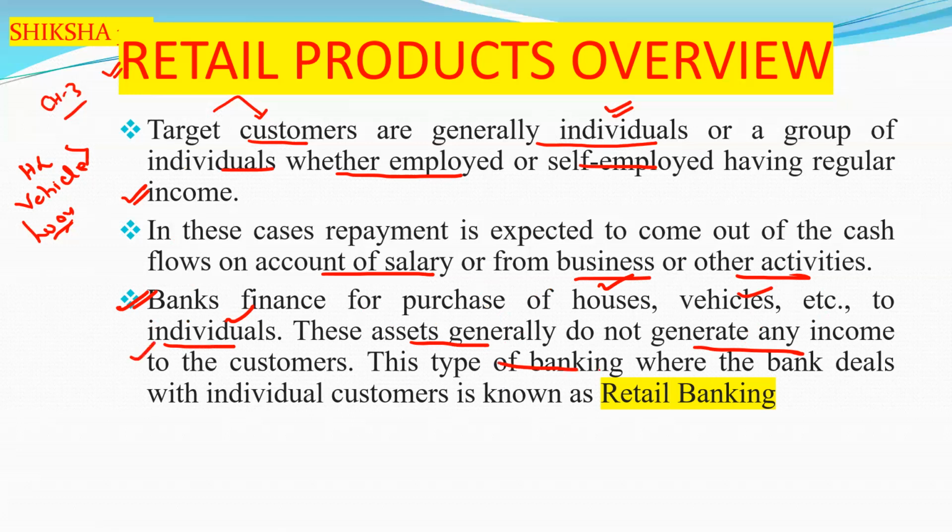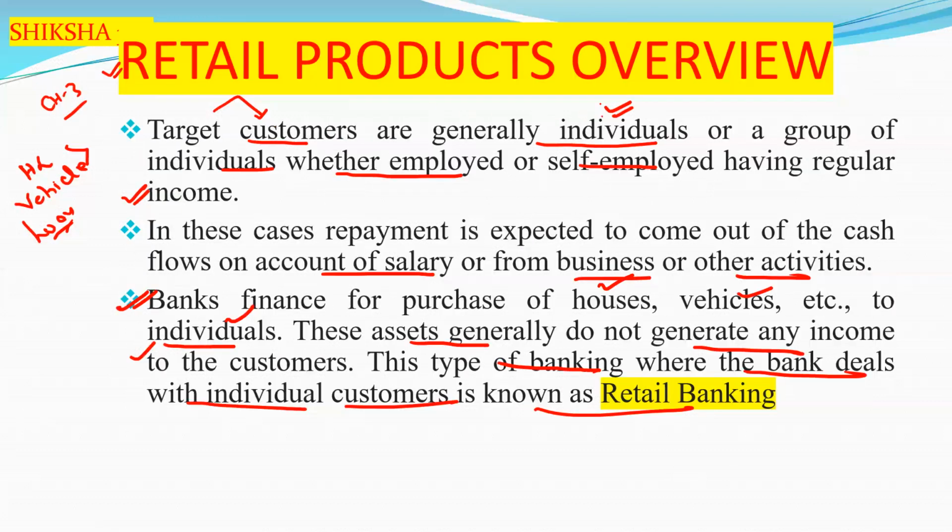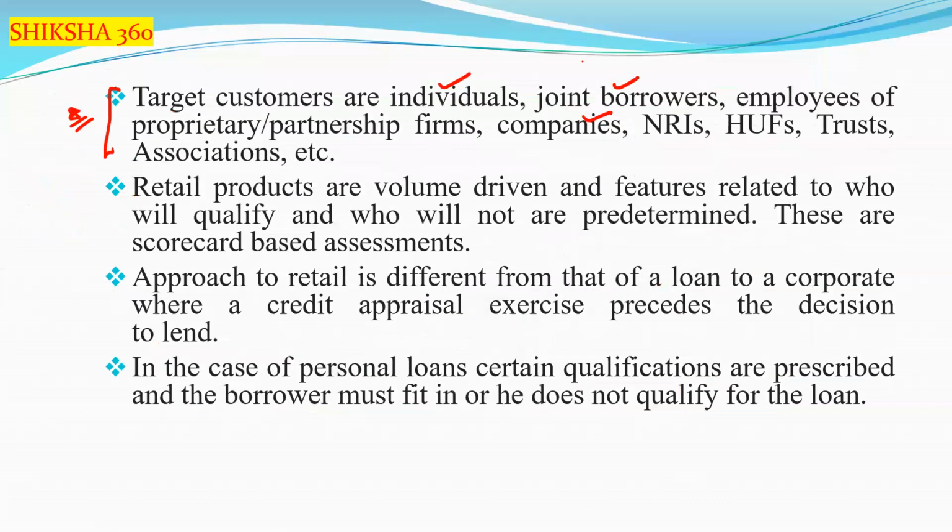This type of banking, where the bank deals with the individual customers, is known as retail banking. Here the target customers are individuals, joint borrowers, employees of proprietary and partnership firms, companies, NRIs, HUFs (Hindu Undivided Family), trust associations, etc. Generally we say individuals or a group of individuals, but overall all these come under retail.